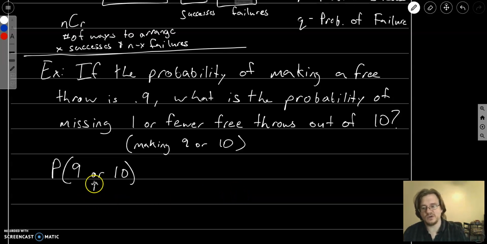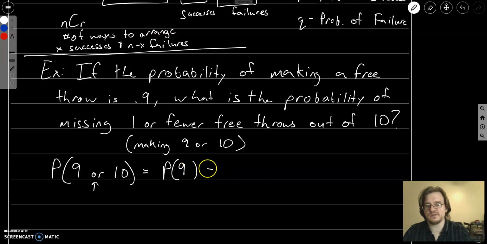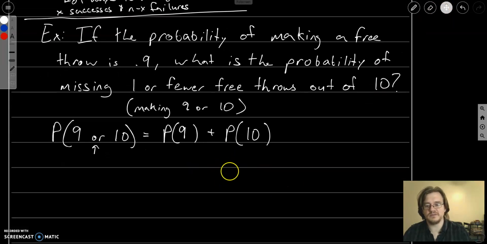And when we see an or, we want to think addition. So 9 and 10 are mutually exclusive. They can't overlap. I can't make exactly 9 free throws and exactly 10 free throws at the same time. So this is just going to be the probability of making 9 free throws plus the probability of making 10 free throws. So let's find both of these.